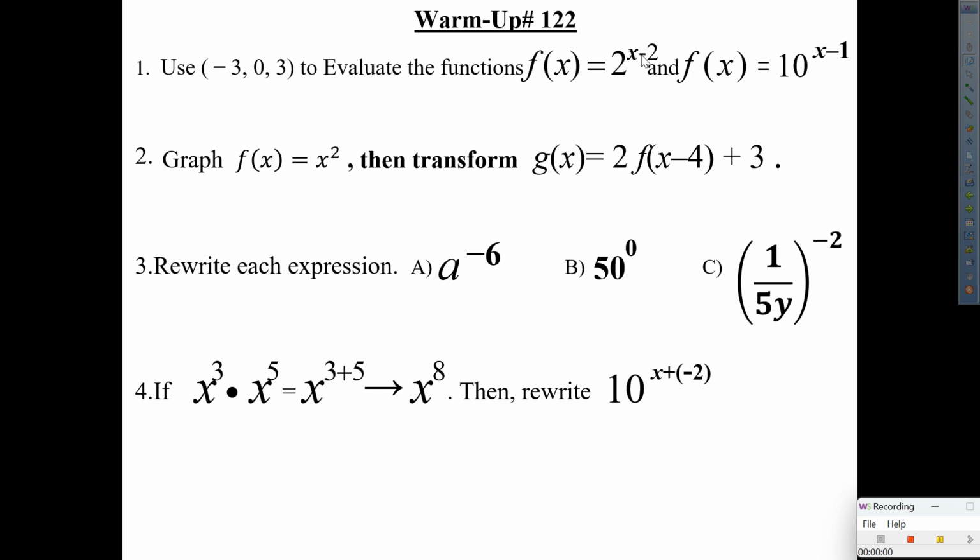Warm-up 122 is on the screen. By now, you guys are experts at that, so I'll give you some time to complete that, and then we're moving on. Get a Cornell note ready. Also get 4 coordinate planes from -10 to 10 ready as well. We're moving on. Let's go.